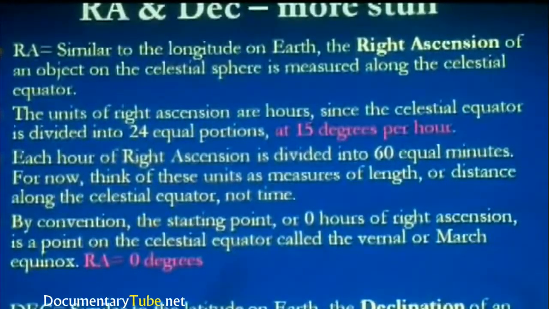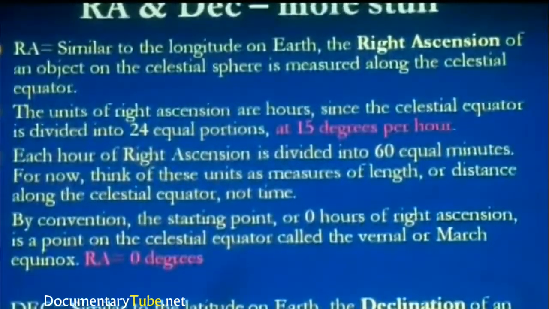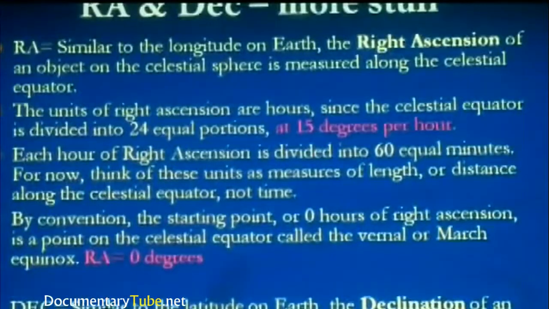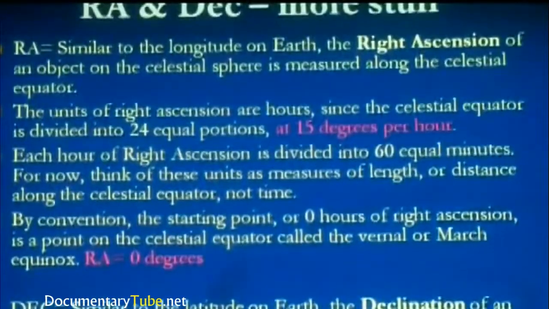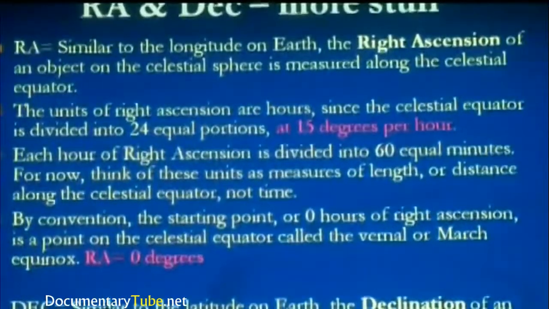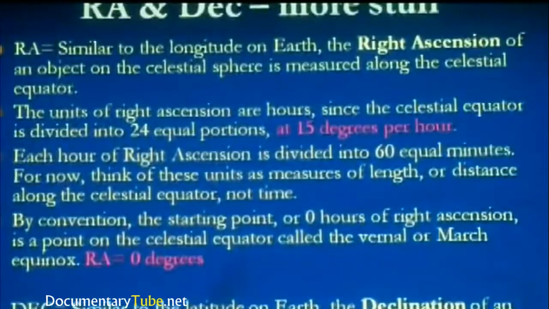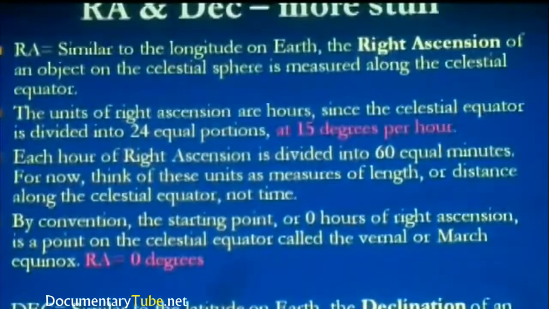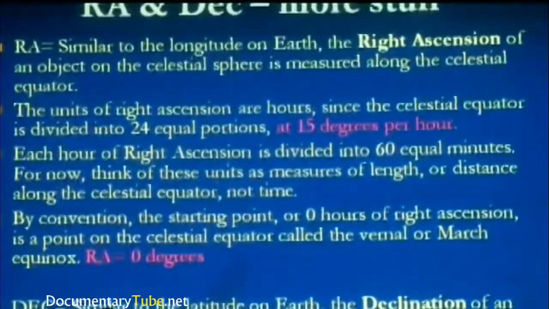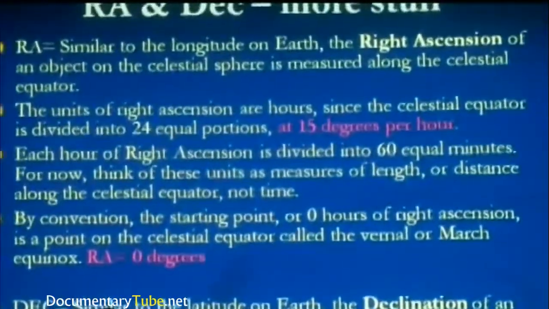Any questions so far on that? Have I lost everybody? Okay, we'll keep going. Each hour of right ascension is divided into 60 equal minutes. Everybody knows that there are 60 minutes in an hour. For now, think of these units as measures of length or distance along the celestial equator, not time. So when we talk about an hour of right ascension, we don't mean looking at your watch for an hour. We're talking about 15 degrees. So in 15 degrees, we would have 60 equal minutes inside of that.